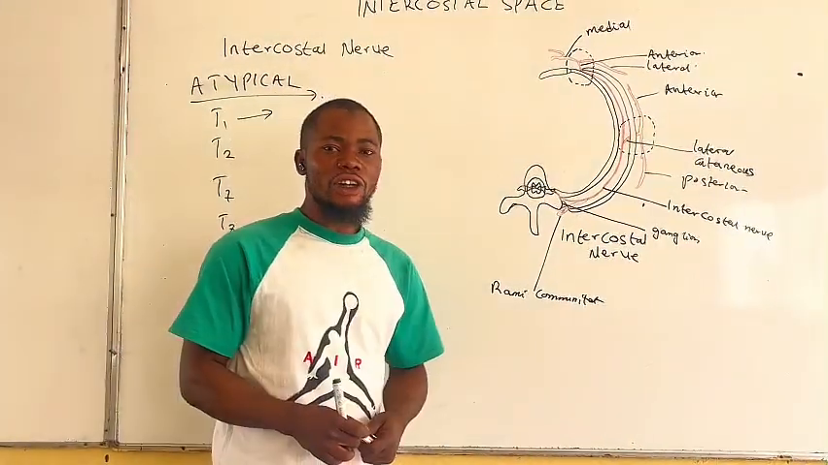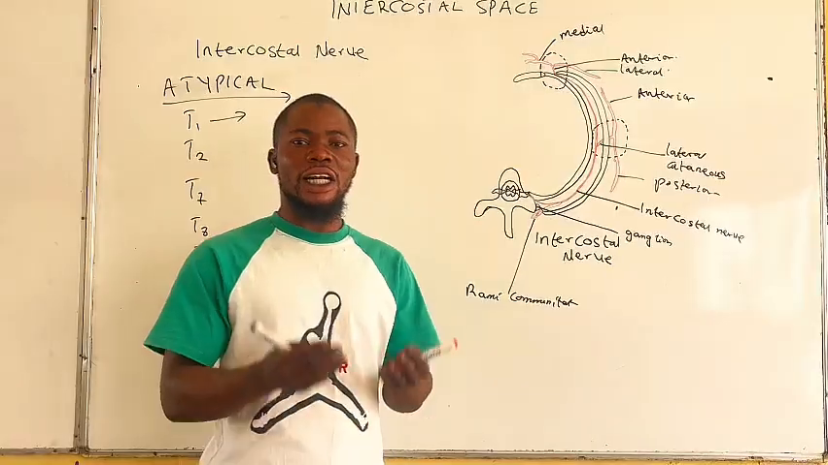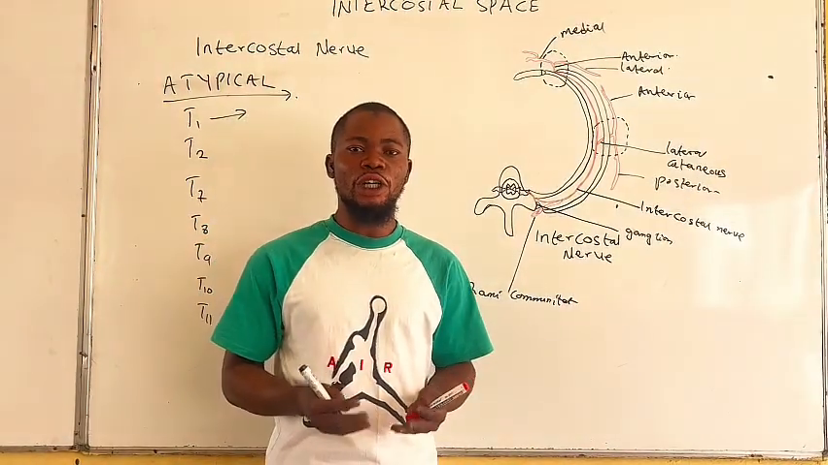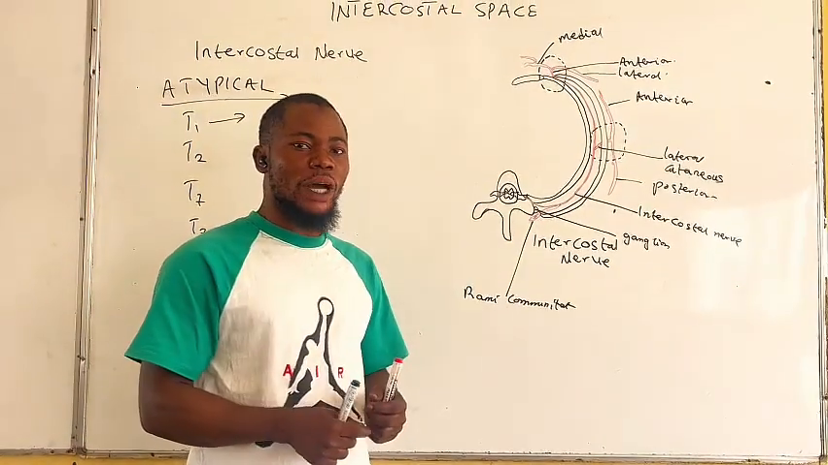T1, anterior rami of the first thoracic nerve. It joins the anterior rami of the cervical nerves to form the brachial plexus, the lower trunk of the brachial plexus, which supplies the upper limb.